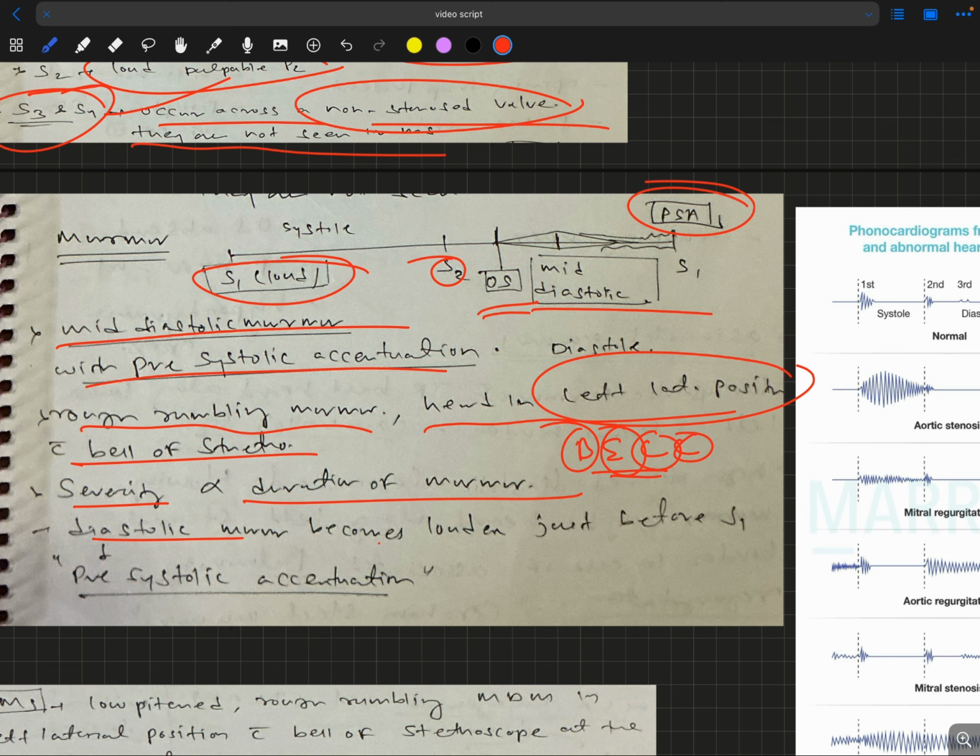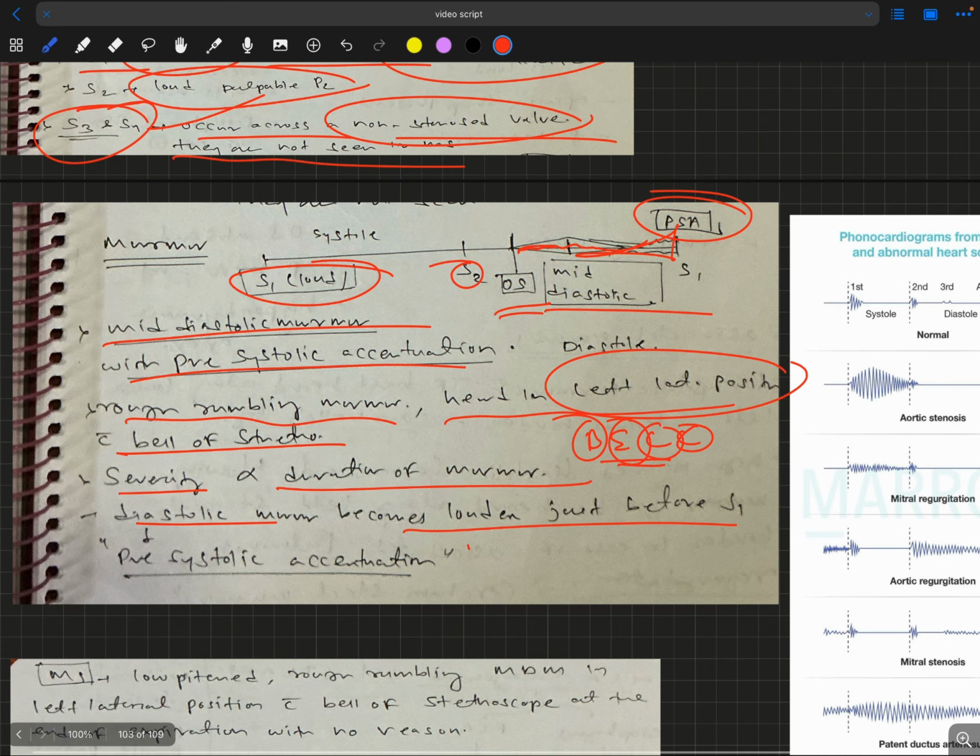Diastolic murmur becomes louder just before the S1. This murmur is like this and becomes louder just before the S1. This is called pre-systolic accentuation. So the murmur of MS becomes loud just before the S1.